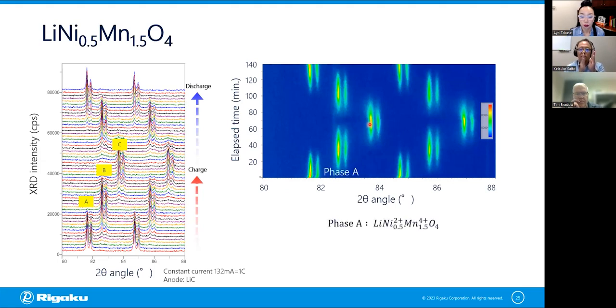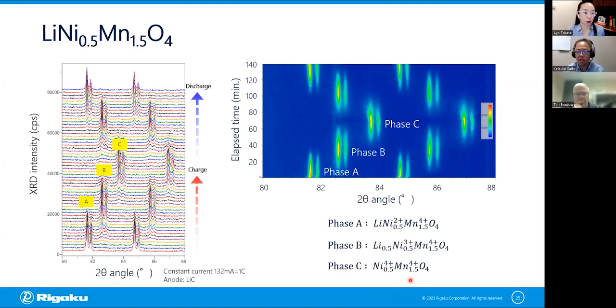From the peak search, meaning the peak positions of the X-ray diffraction profile, you can identify the crystal structure. We found phase A is actually 100% lithium intercalated into the nickel manganese oxide layer structure. Phase C is the opposite: almost 100% of the lithium was out of the structure, so this is nickel manganese oxide. And phase B, between A and C, was found to be 50% lithium intercalated nickel manganese oxide.